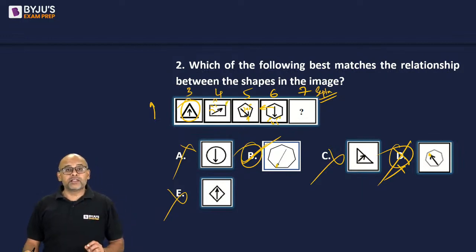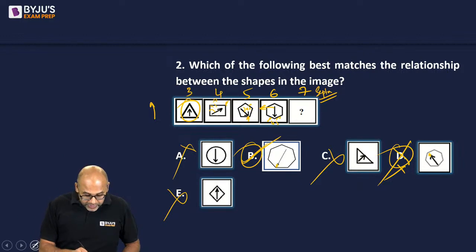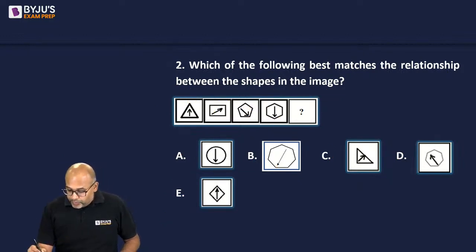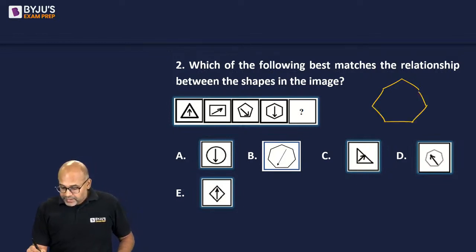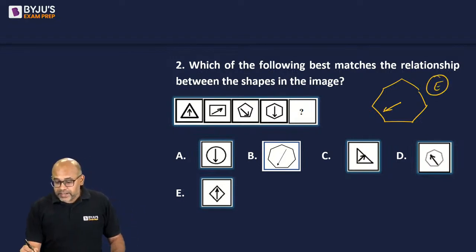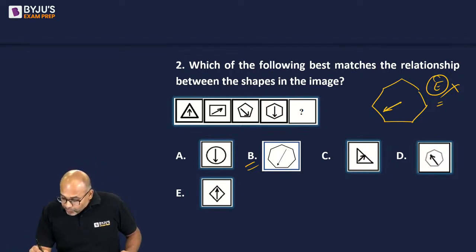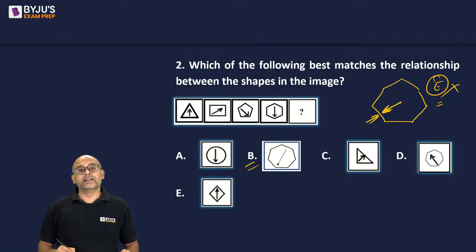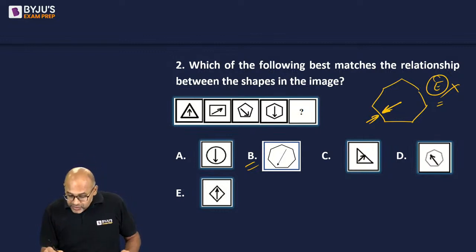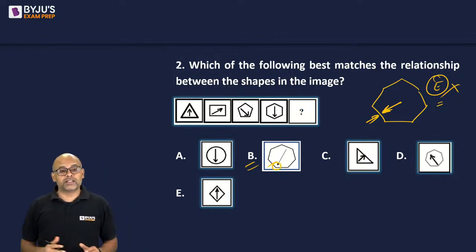So small things like this can also, I can create a question where there are two options like this. Let's say I give you one more option. 1, 2, 3, 4, 5, 6, 7. And let's say I have this as E. Now clearly E is not correct. If you notice, E and B are very similar. But E is not correct. Why? Because this is pointing towards the side, not at the corner. So these small observations also will give you the correct answer.